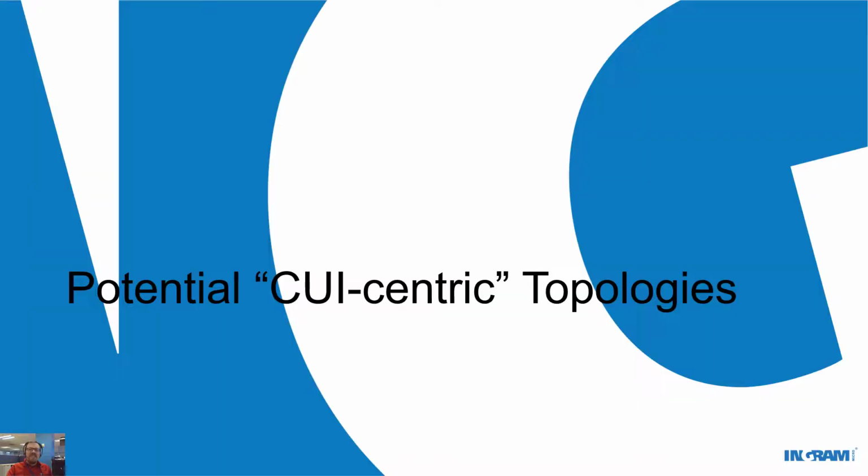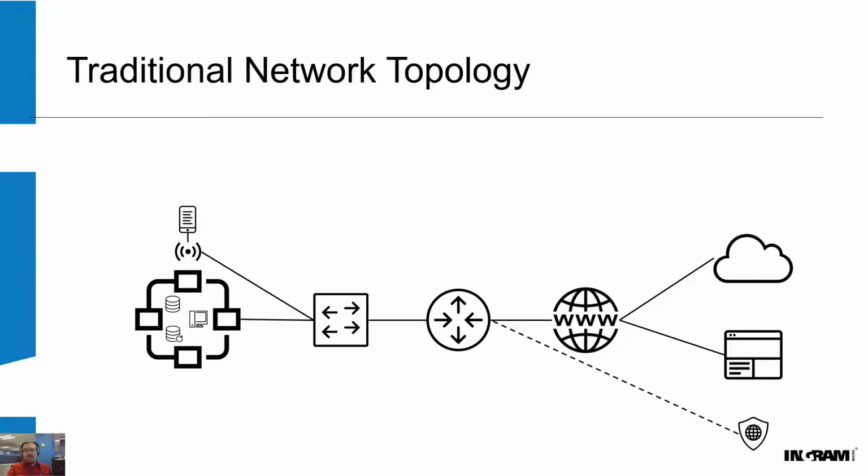So, potential CUI-centric topologies. Here is what I put together for a very, very simple router on a stick traditional network topology. We've got a number of different things in here. We've got some wireless devices, mobile devices. We've got a LAN. We've got a switch, a router, access to the web, of course, some cloud usage, some web apps, and somebody connecting via VPN.